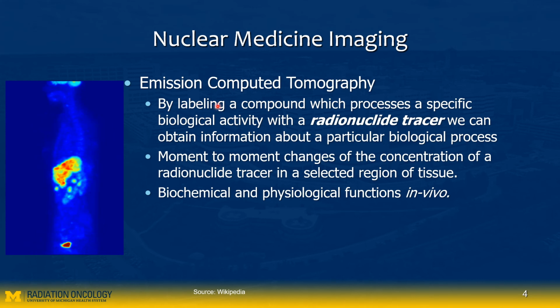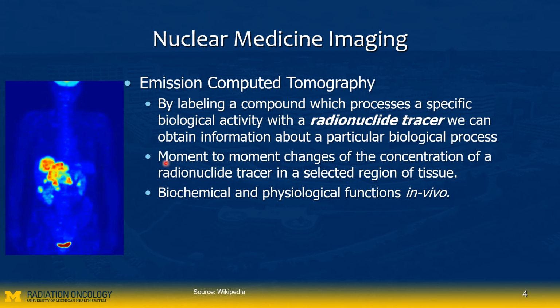By labeling a chemical compound, which possesses specific biological activity, with a radionuclide tracer, we can follow that tracer through the body, and then we can monitor and observe your body's metabolic process of that chemical compound with the nuclear tracer.